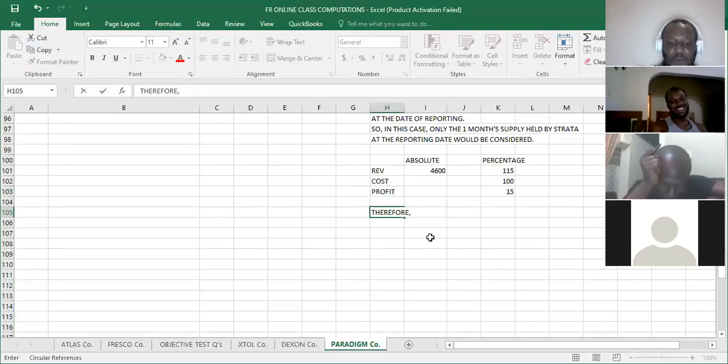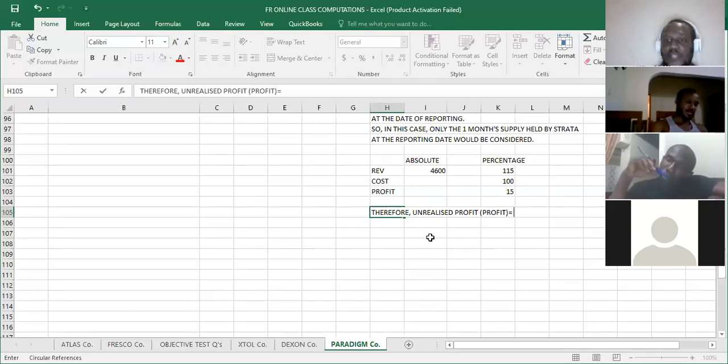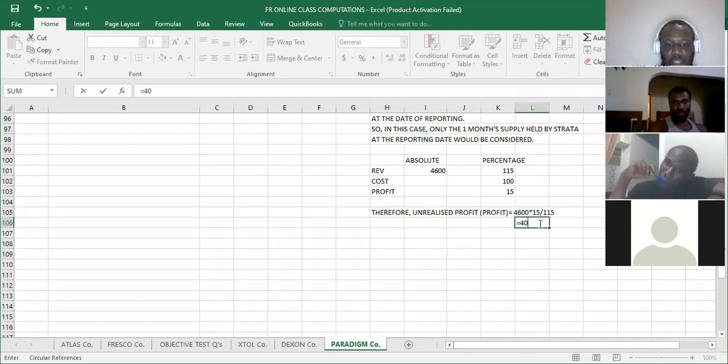So the profit now, the unrealized profit, which is our profit now, that's the profit we calculated. We can do the cross multiplication, will be equal to 15 times 46 divided by 115. Cross multiplying, divided by 115. So that would be 4,600 multiplied by 15 divided by 115. If we come and do that computation, it will be equal to 46 times 15 divided by 115. So that gives us 600.